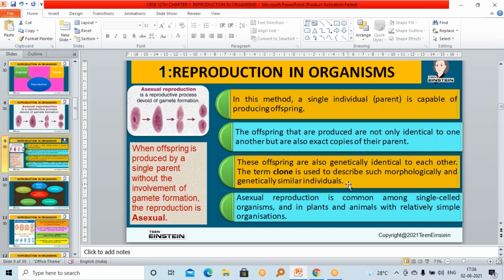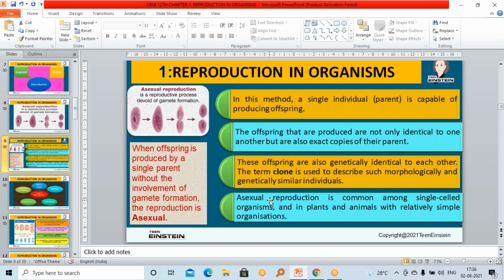It will be an exact copy. There is no genetic variation or size variation, nothing. It will be an exact copy of the parent. And these offsprings are also genetically identical to each other. There is no genetic difference between the parent and the offspring. The term clone is used to describe such morphologically and genetically similar individuals. The term clone means what? Exact copy. That is called a clone.